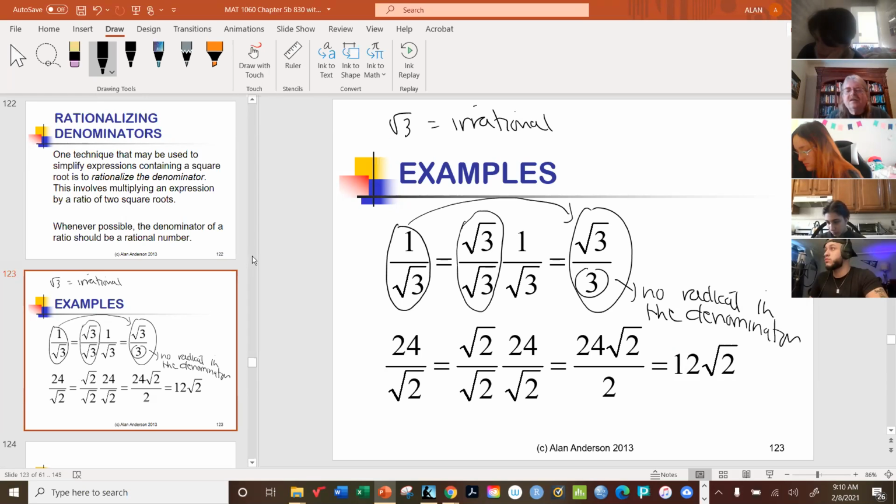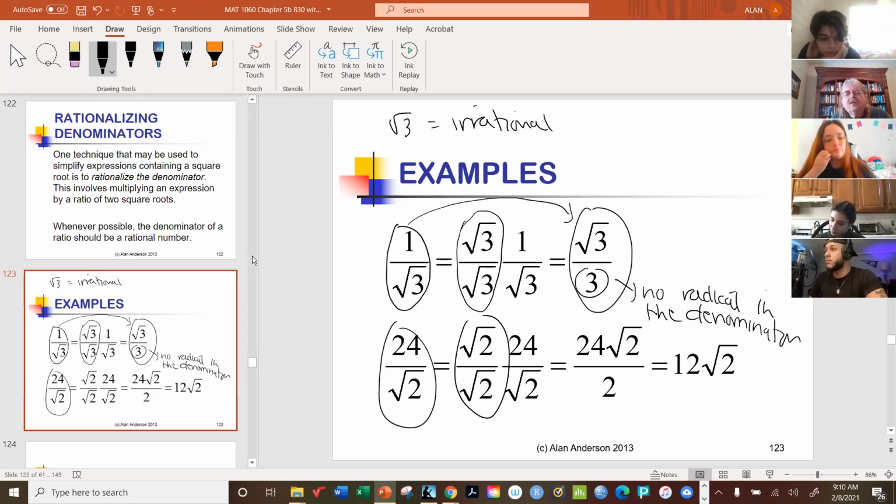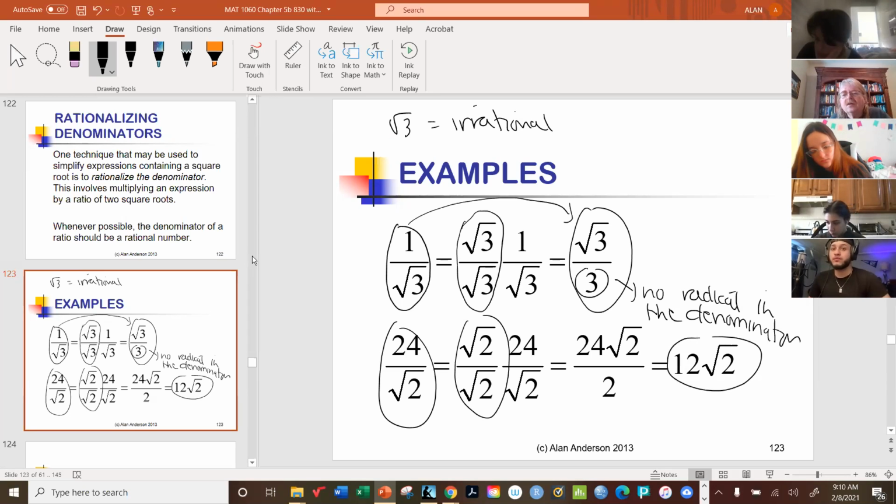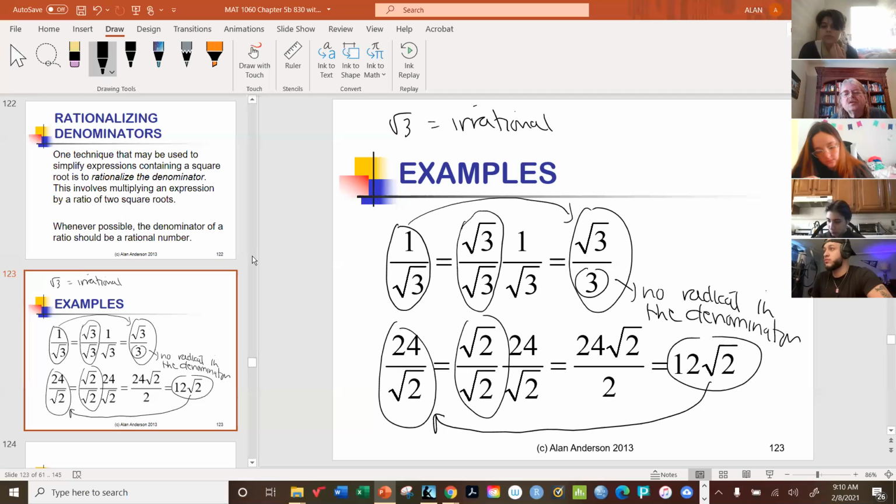And in the second case, look how nicely this worked out. Not only did I avoid having a radical in the denominator, I actually ended up without a denominator at all. 12 radical 2. That, I think you'll all agree, is much simpler than what we had in the first place. But the whole thing is I want to multiply this by this square root, or radical, over itself. And this is how the technique is accomplished. So the choice is always simply this value divided by itself. All right.